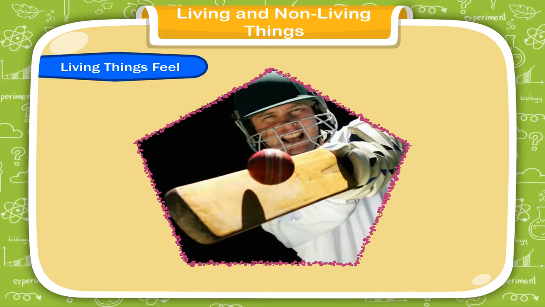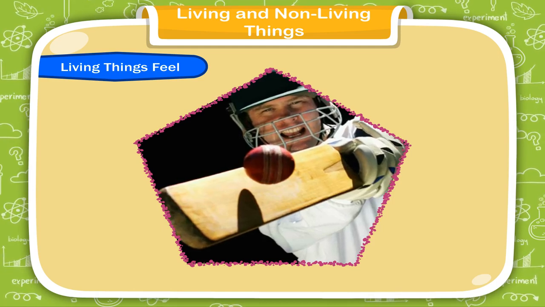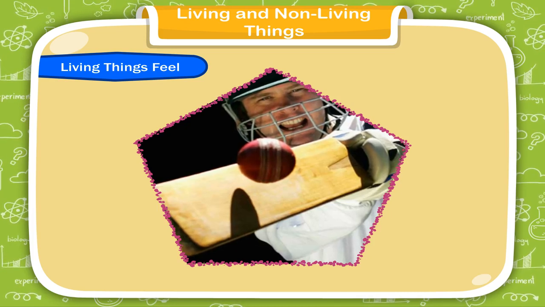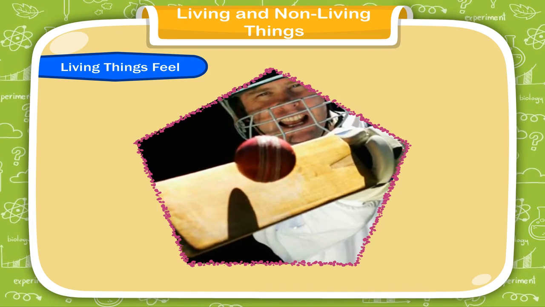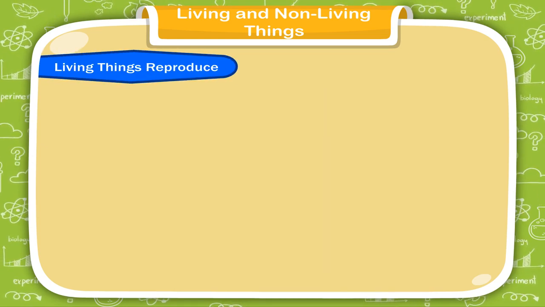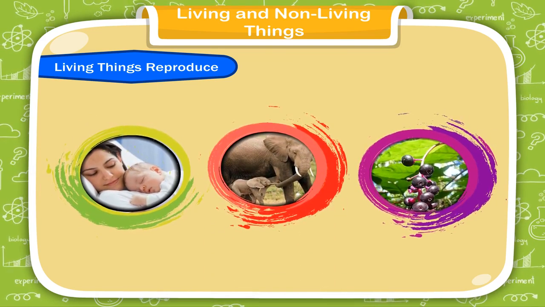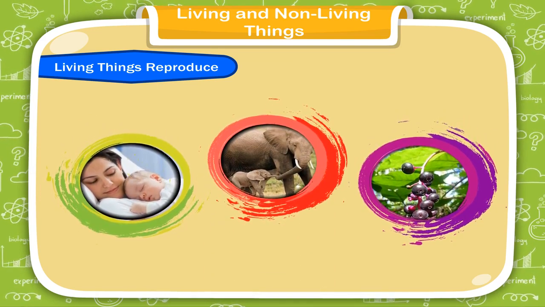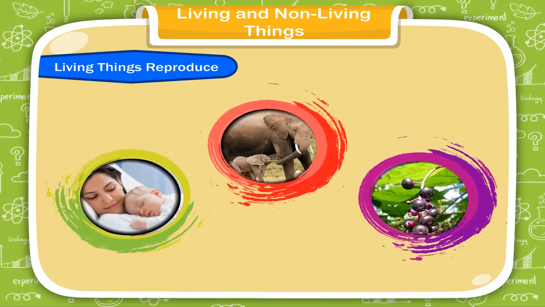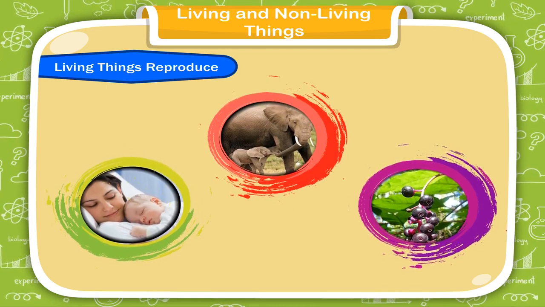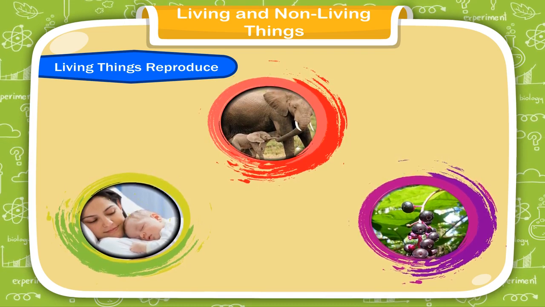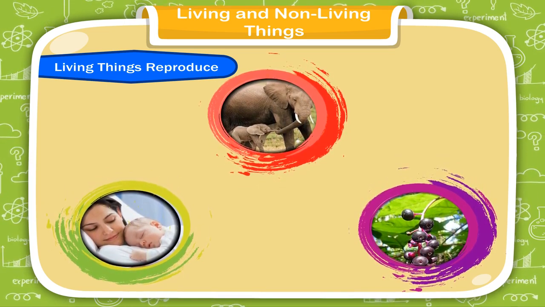Now think about your cricket ball. Does it cry when you hit it with your bat? No, it never cries because it is a non-living thing and so does not feel anything. Living things reproduce. All living things such as humans, animals and plants reproduce and produce young ones of their own kind. Humans and most animals give birth to babies while plants produce seeds. This process is called reproduction.